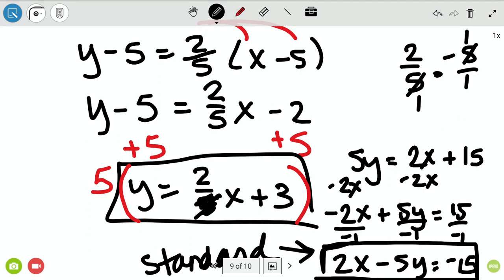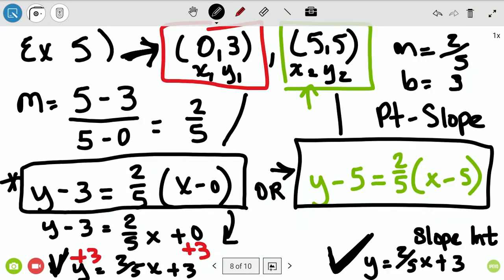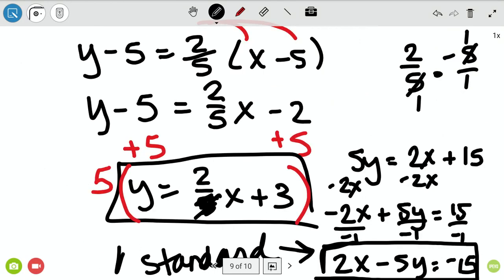So same line. It's either in point-slope form, which is here, slope-intercept form, which is here. You can get that a couple of different ways, or standard form, which is here, just by a little bit of moving once you find your x.